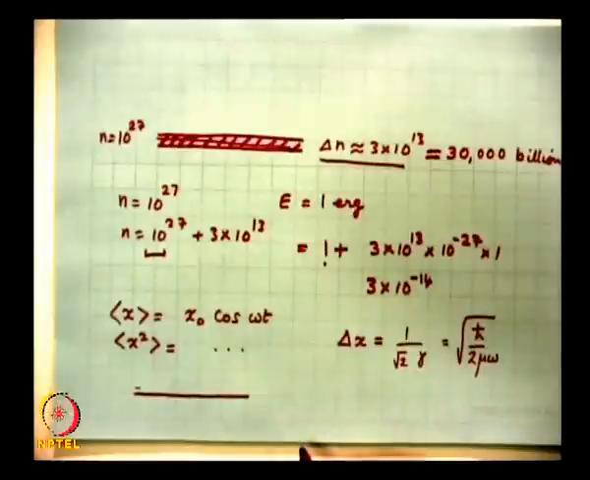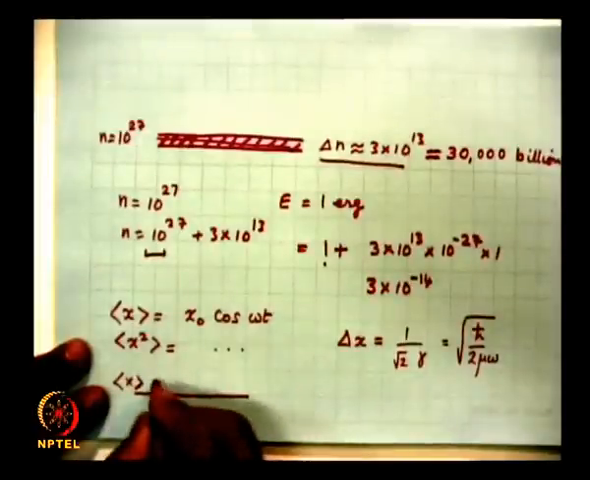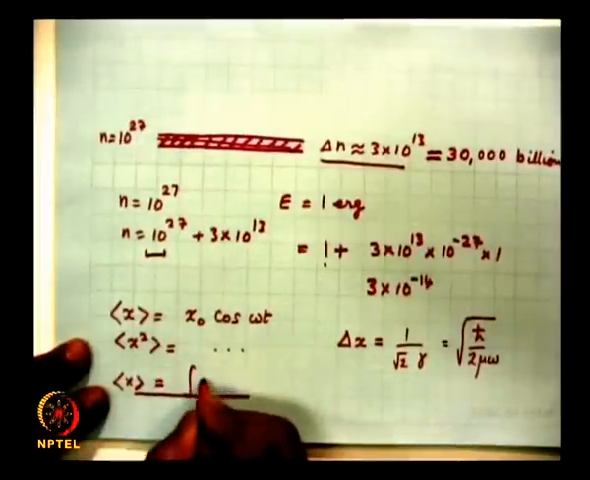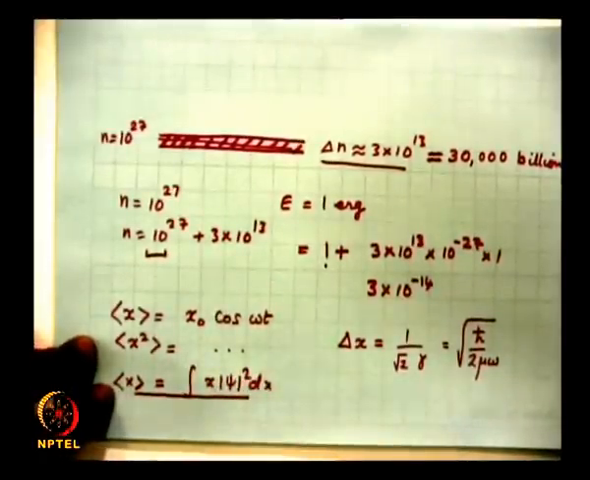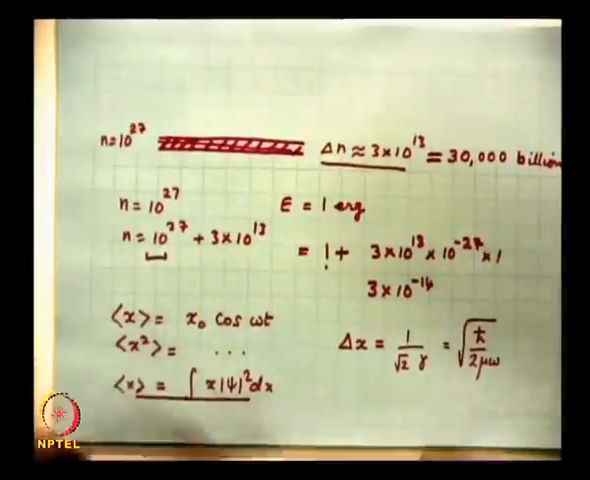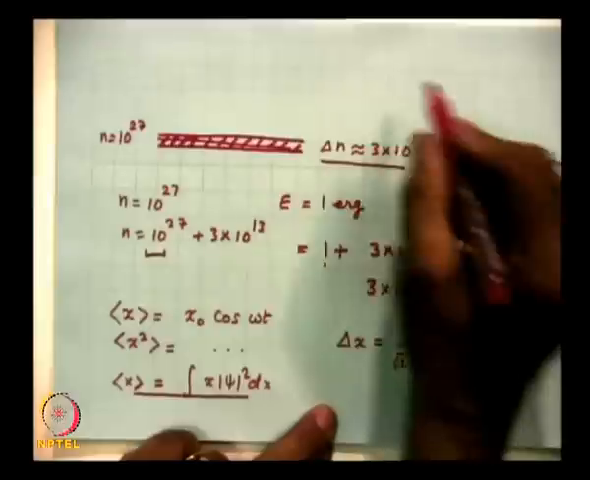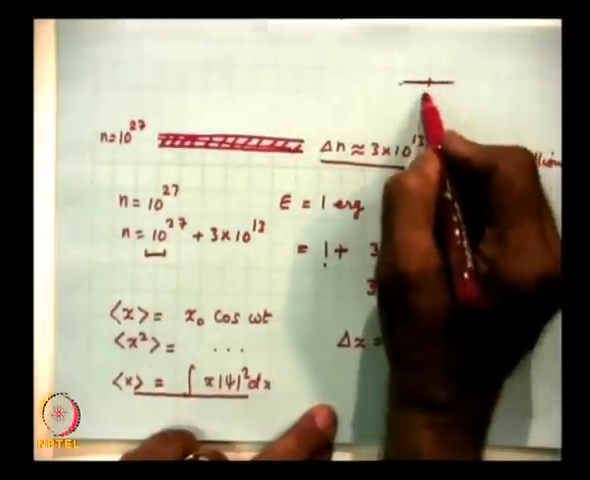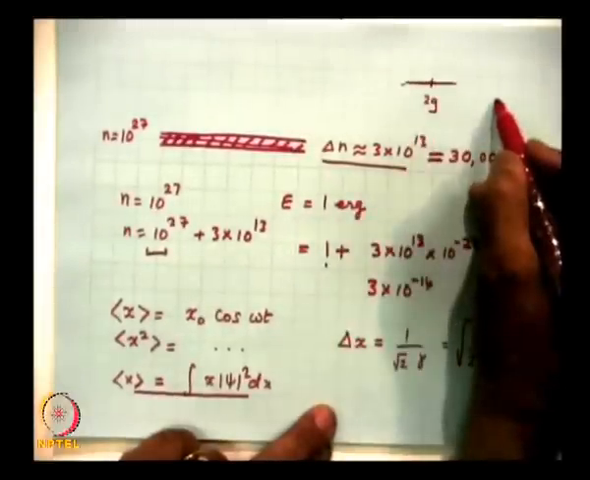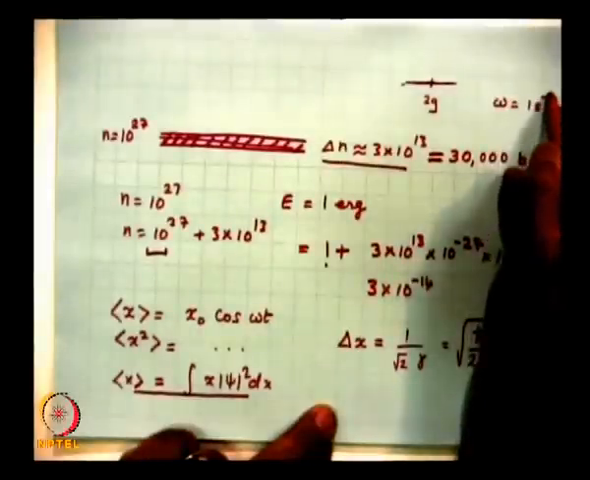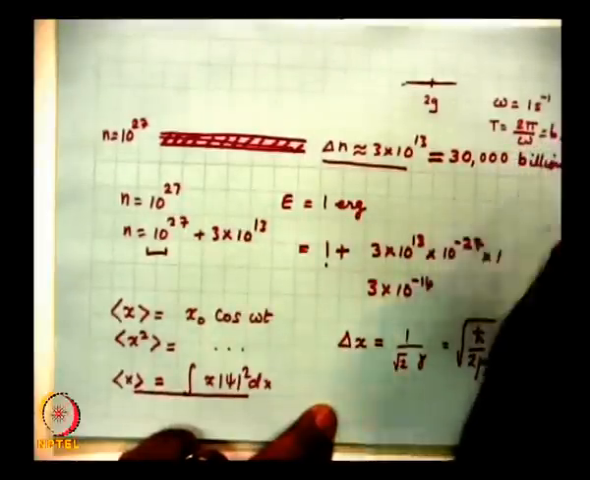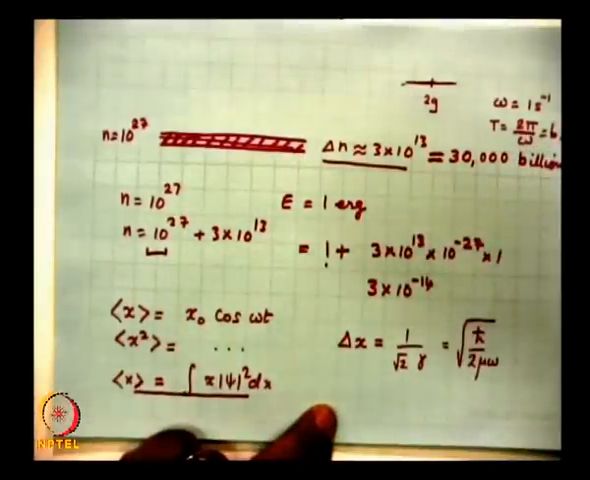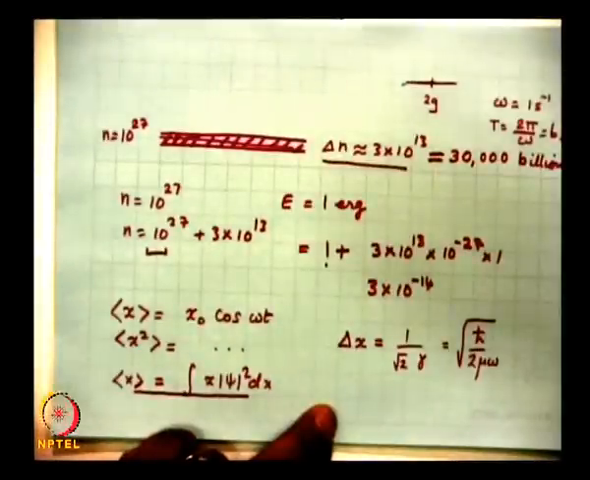Similarly, one can calculate delta p also. So, what was x equal to? x was equal to the integral of x mod psi squared dx from minus infinity to plus infinity, and that is a very straightforward integration to calculate. So, let me calculate delta x. I am assuming the amplitude to be 1 centimeter, a 2 gram mass having omega equal to 1 second inverse. So, the time period is 2 pi by omega, about 6 seconds, and the amplitude is 1 centimeter.